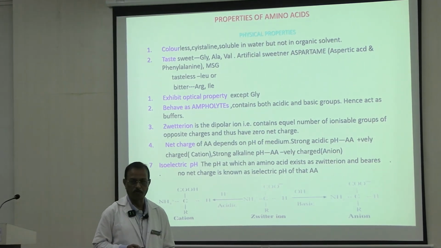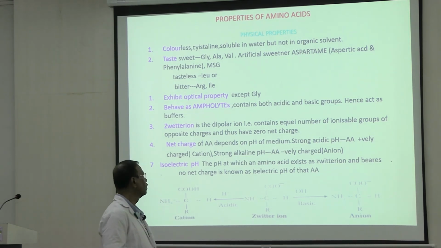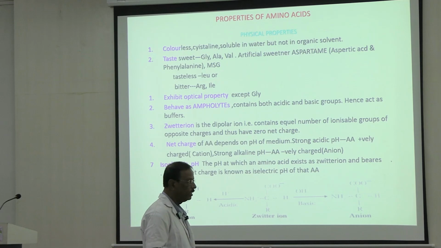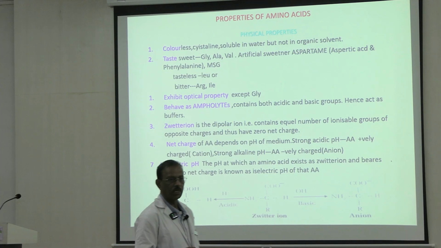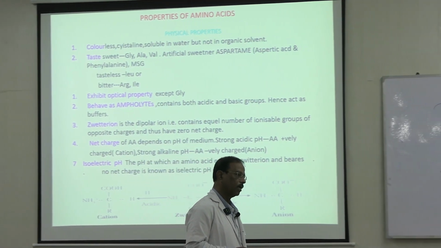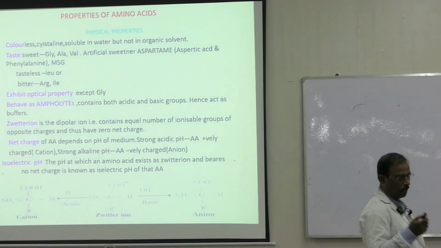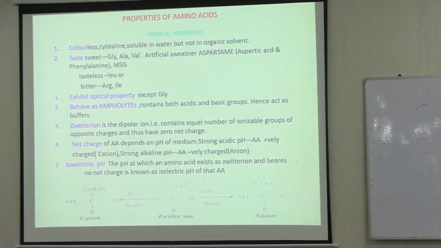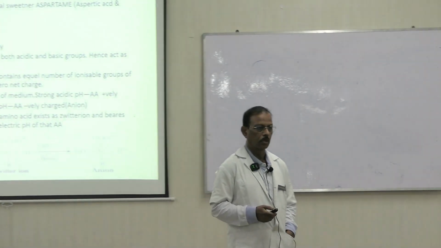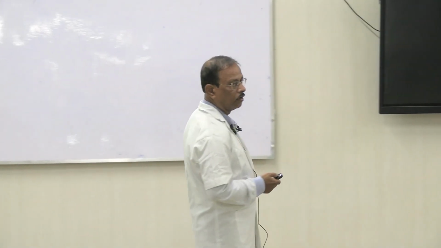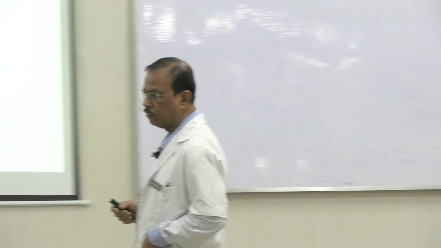They behave like ampholytes. Ampholytes are molecules that have both acidic and basic groups. And this type of molecule acts as a buffer. Amino acids in protein also act as buffers. In acid-base regulation of blood, they play a role in buffering the change of pH.